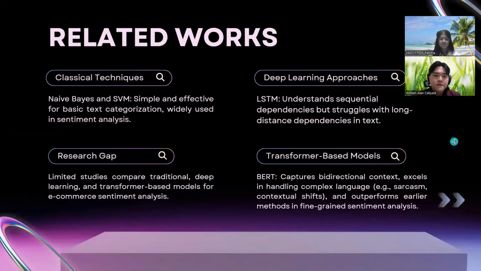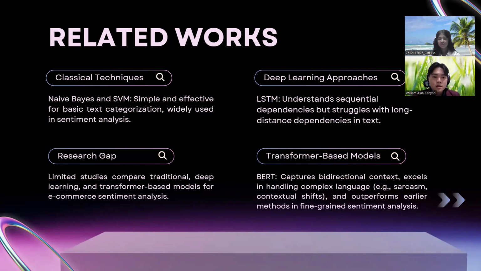Sentiment analysis has evolved significantly over the years, employing a variety of classical and advanced techniques. Methods such as naive Bayes and SVM are computationally efficient and effective for basic text categorization. However, they fall short when dealing with complex human language, such as sarcasm or contextual shift. Deep learning, such as LSTM networks, provides a more robust solution by capturing sequential patterns in the text. Despite their strength, LSTM models often face challenges in handling long-distance dependencies.